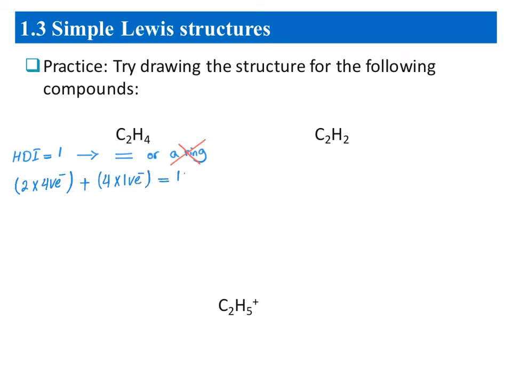That gives me the total number of 12 valence electrons. The next step is to connect the atoms together in the order that we see them. Okay, I can connect 2 carbons together because I can see C2. And then I can see H4.